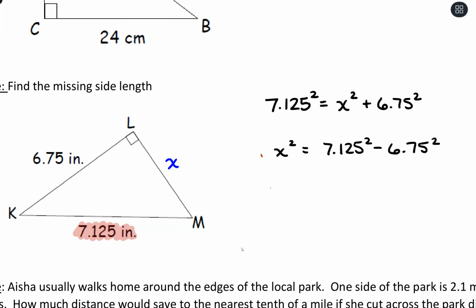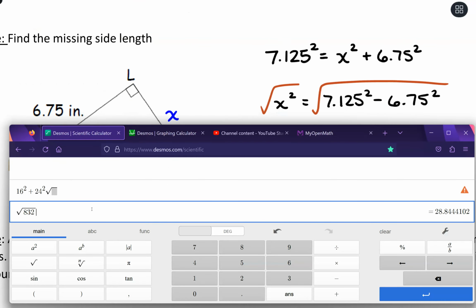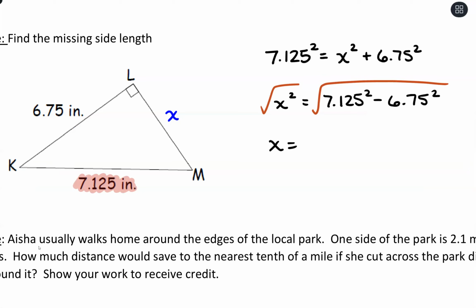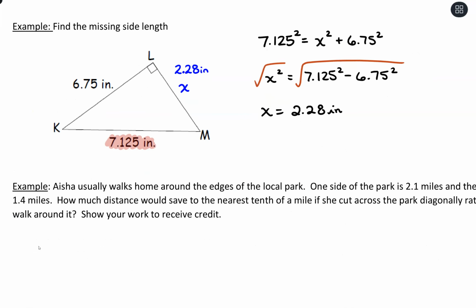And then we'll be taking the square root. Because of those decimals, I'm just going to plug this in all at once to keep it as accurate as possible. So let's grab our calculator, and we'll have a big square root with, underneath, 7.125 squared minus 6.75 squared. And that's 2.28. And our units are in inches. So we're all good to go there. And I do that quick check again that the hypotenuse is in fact the longest side length, and it is.